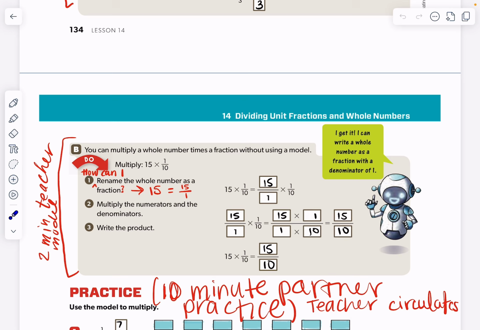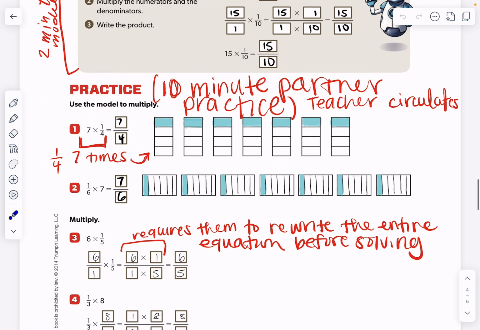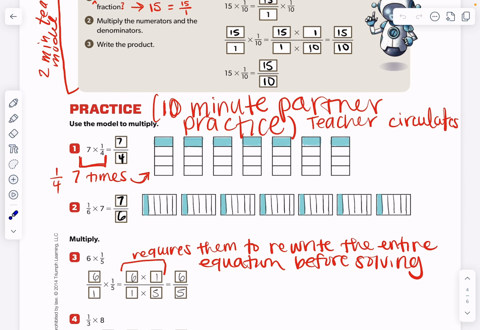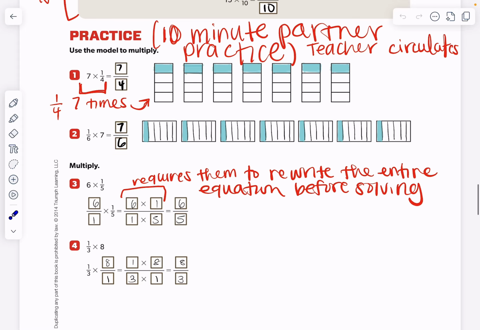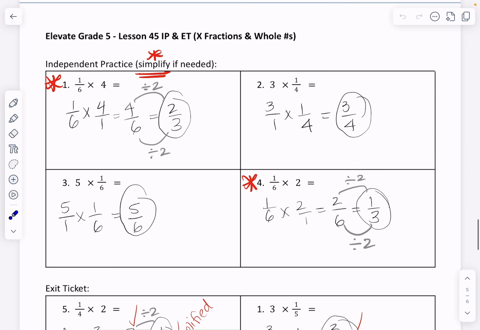again, we are going to put that 15 as 15 over 1. And then we are just multiplying across. So 15 times 1 is 15, and 1 times 10 is 10, giving us 15 tenths, or 1 5/10, or 1.5. From there, we're going to launch students into 10-minute partner practice while you circulate to support students.